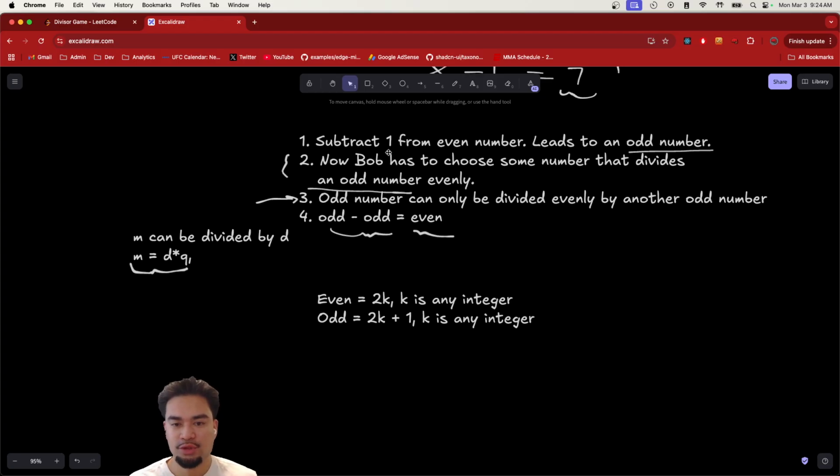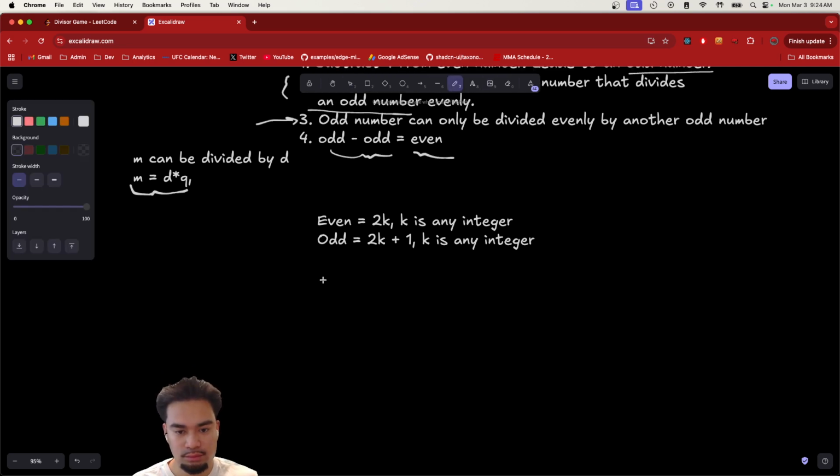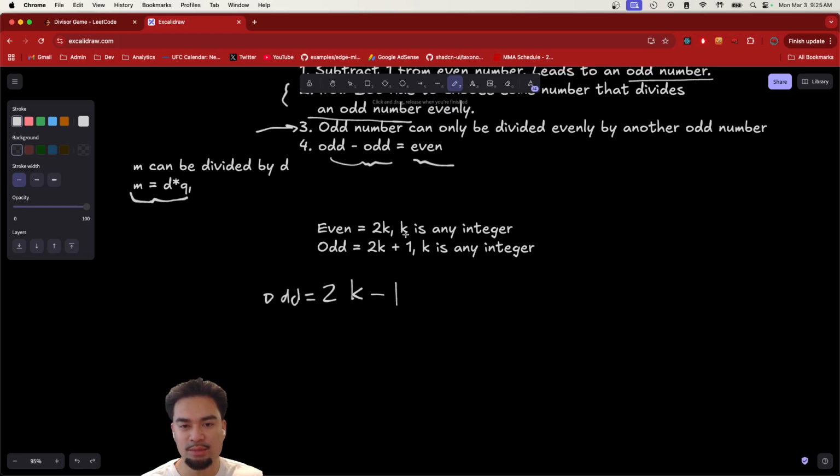So subtracting 1 from an even number leads to an odd number. Because you essentially have this even number, and then you subtract 1 from it, right? That's the form, and you could literally prove that this is no longer a multiple of 2. You can't factor this so that it leads into this form. So that's why subtracting 1 gives an odd number.